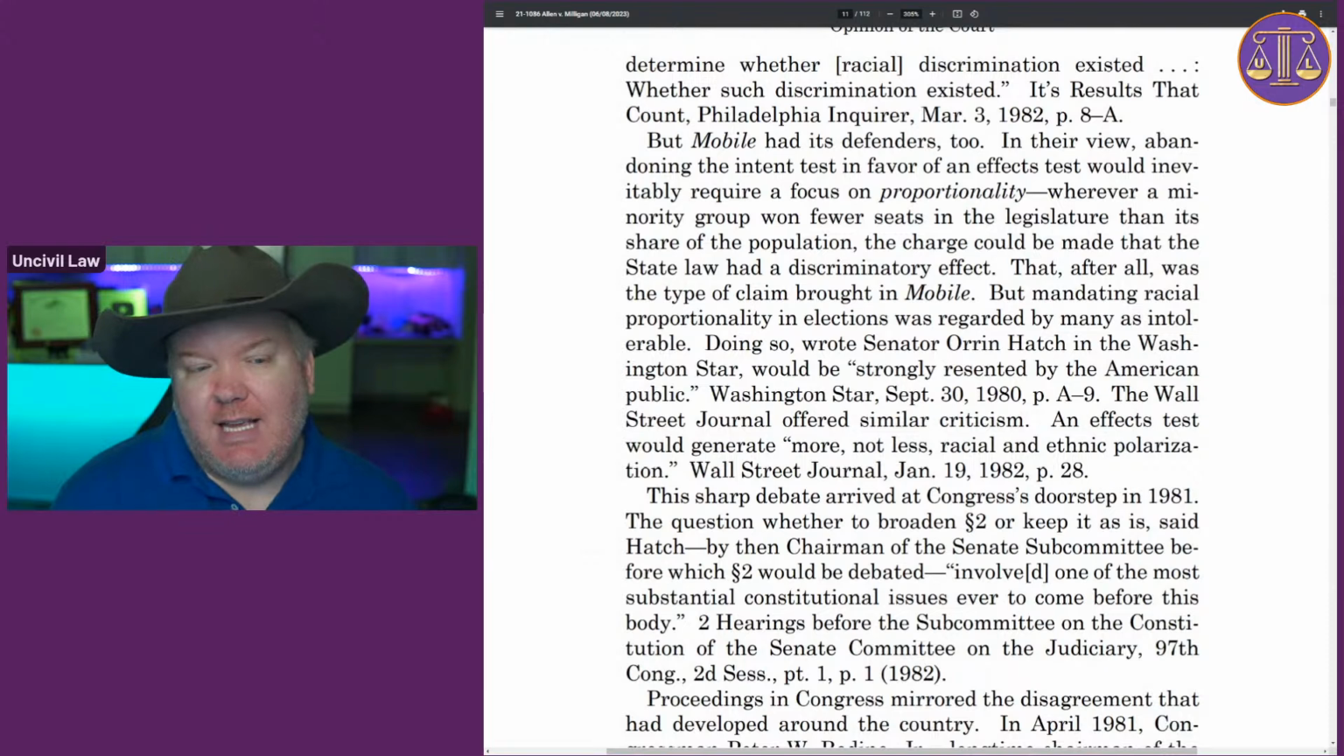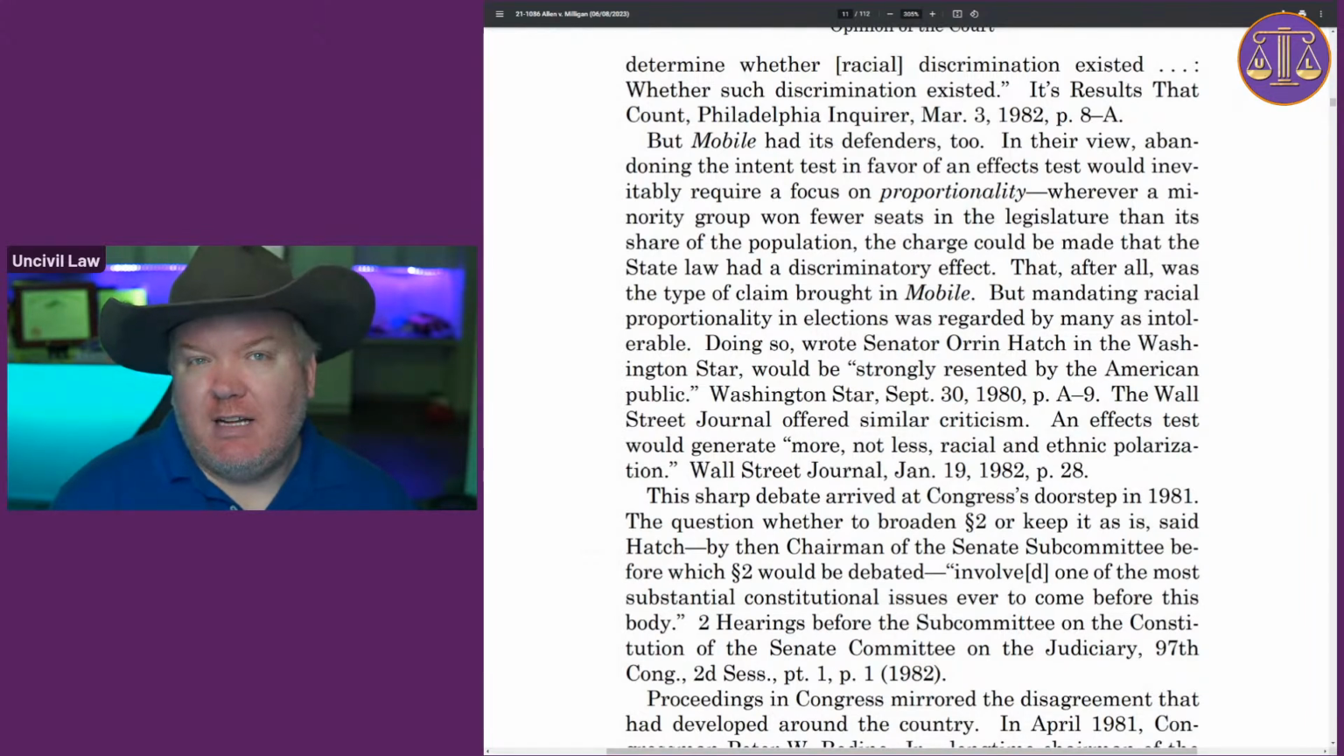In their view, abandoning the intent test in favor of an effects test would inevitably require a focus on proportionality. Whenever a minority group won fewer seats in the legislature than its share, the charge could be made that state law had discriminatory effect. That, after all, was the type of claim brought in Mobile, but mandating racial proportionality in elections was regarded by many as intolerable. Yeah, that doesn't seem like that's the right answer.